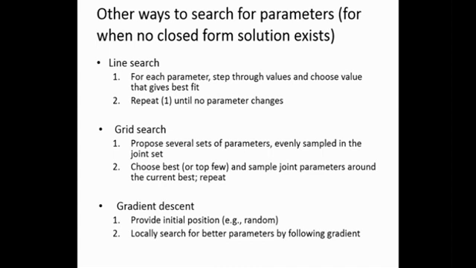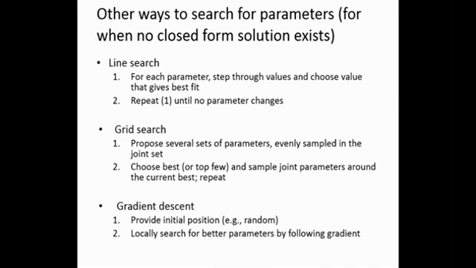The other solution is gradient descent. There you provide some initial position, some initial guess at your parameters. You estimate the derivative of your error function at your current set of parameters. And then you move in the direction to decrease your error function according to that derivative. So that's a local search for parameters by following the gradient.